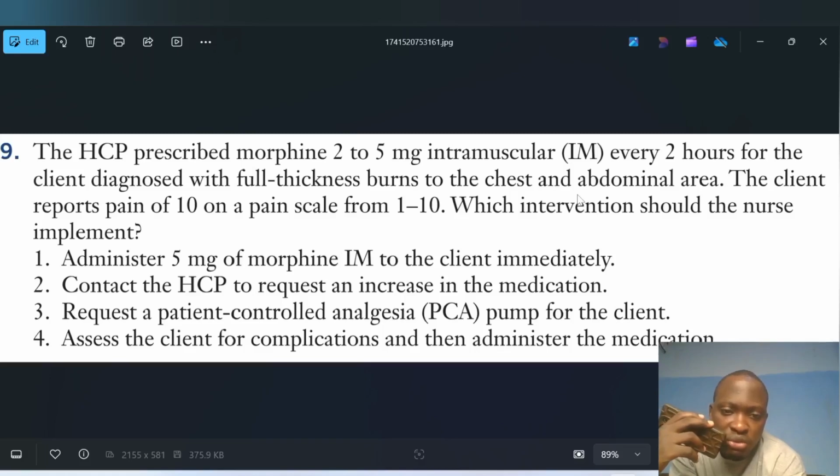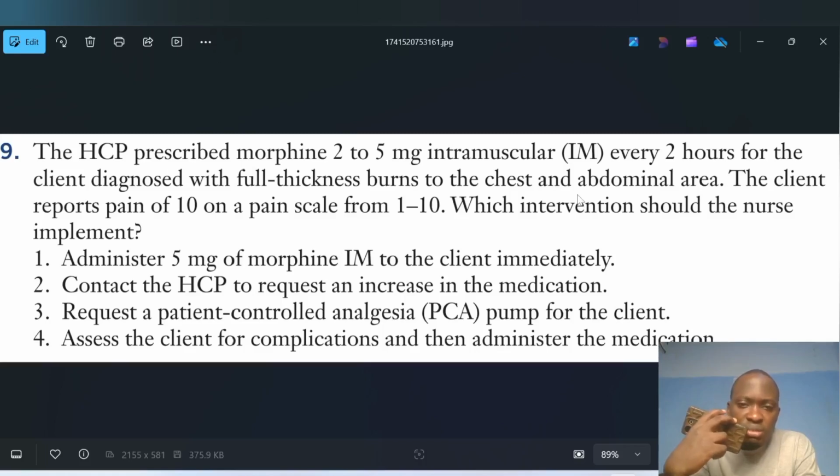Number 1, administer 5 mg of morphine IM to the client immediately. Number 2, contact the HCP to request an increase in the med. Number 3, request a patient-controlled analgesia pump for the client. Number 4, assess the client for complications and then administer the med. What do you guys think? Alright, the answer is number 3.